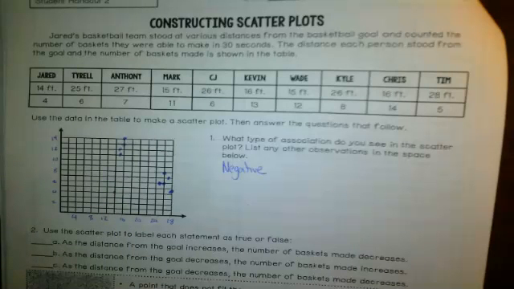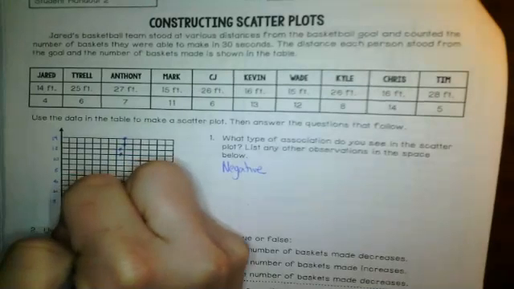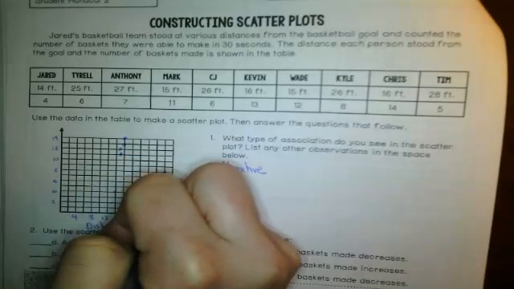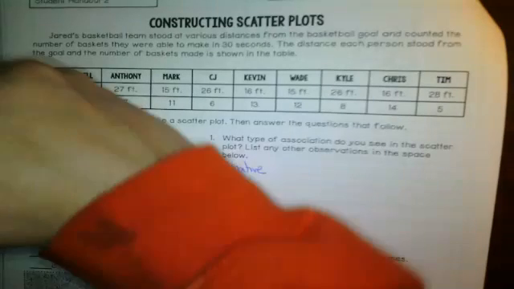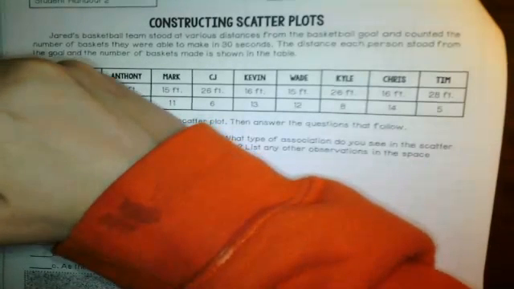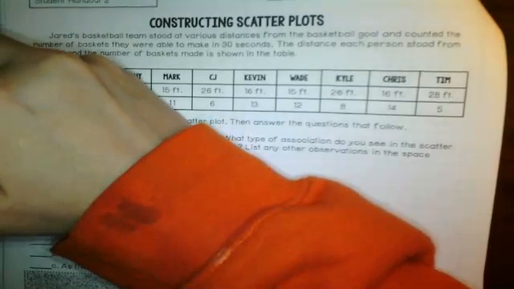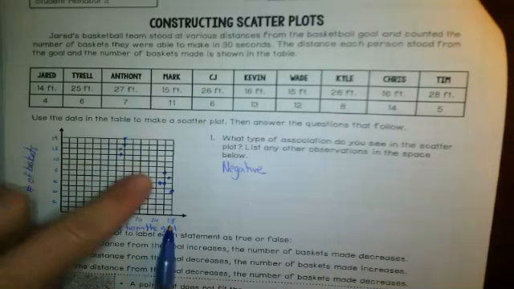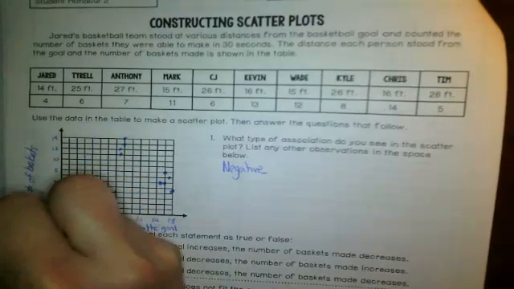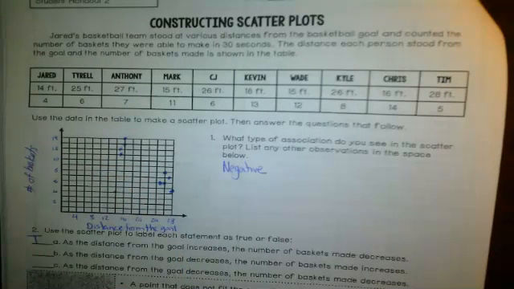So use the scatter plot to label each statement as true or false. As the distance from the goal increases, so this is distance from the goal. I think it's really weird they call it distance from the goal. And this is the number of baskets. This is why you must label. Okay. As the distance from the goal increases, so you go this way, the number of baskets made decreases. So at 16, it's higher than when the distance from the goal is 28. So this is true.